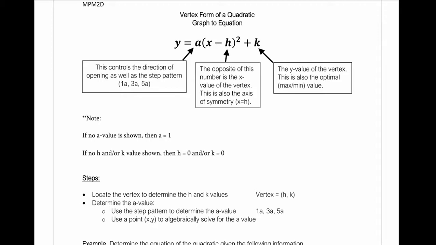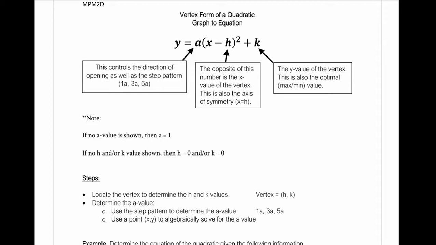One thing to note, again, remember that if there is no a value shown, then a equals 1. And if no h and/or k value are shown, then h equals 0 and/or k equals 0. Because the only number I can add or subtract and not have to show it is 0. The only number I multiply by where I don't have to show it is 1.